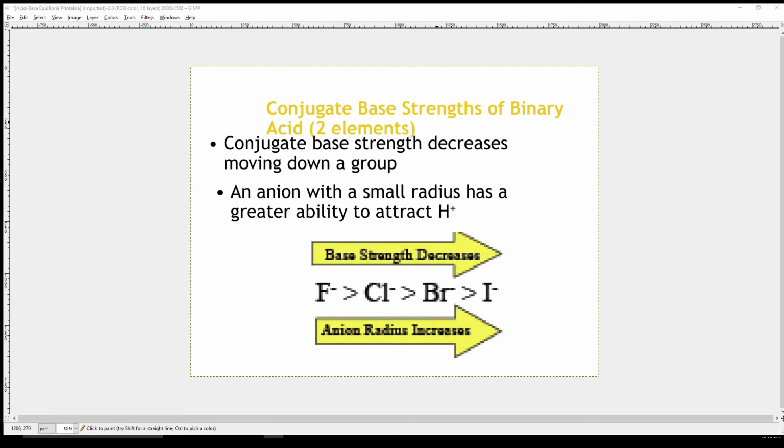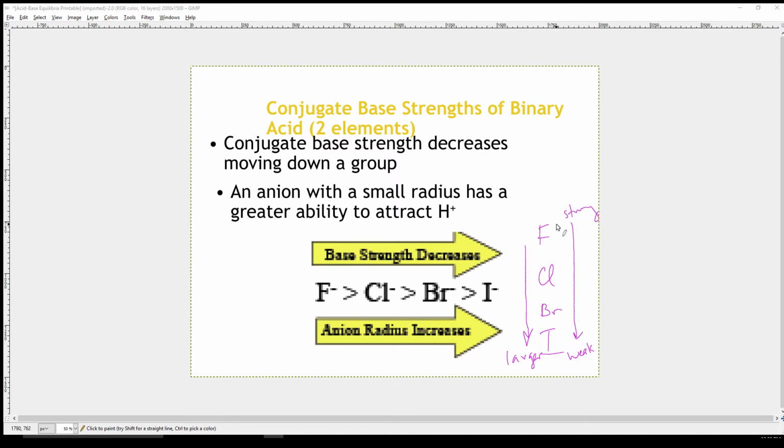Okay, conjugate base strengths of binary acids. So it's the same exact thing, but now we're talking about their conjugate bases. So again, if you look at your periodic table with fluorine at the top and iodine at the bottom, these guys get larger. And as they get larger, the base strength gets weaker. Let's write that a little bit differently. I'll just say weak, strong.